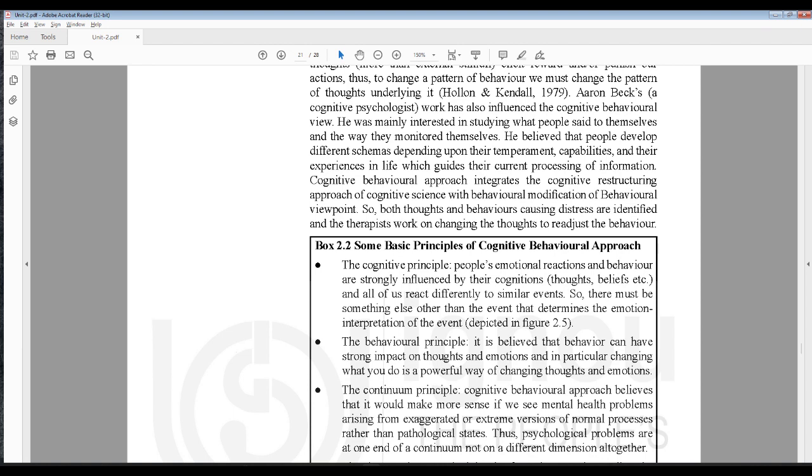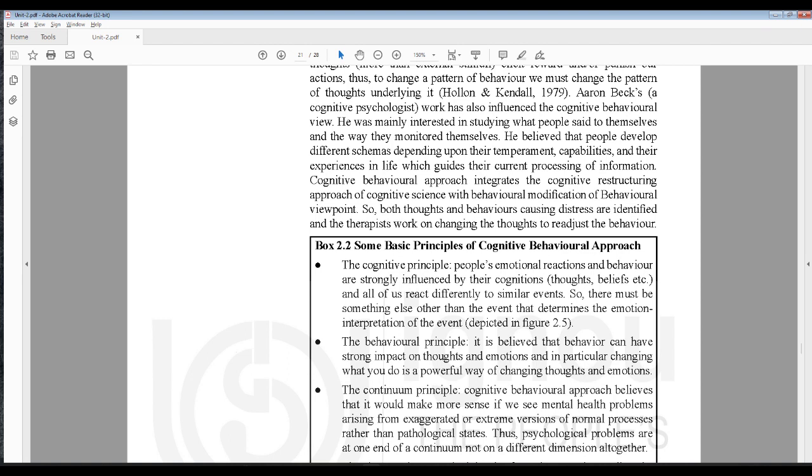Box 2.2: Some basic principles of cognitive behavioral approach. The cognitive principle: people's emotional reactions and behavior are strongly influenced by their cognitions, thoughts, beliefs, etc., and all of us react differently to similar events. So, there must be something else other than the event that determines the emotion: interpretation of the event, depicted in Figure 2.5. The behavioral principle: it is believed that behavior can have strong impact on thoughts and emotions, and in particular changing what you do is a powerful way of changing thoughts and emotions.